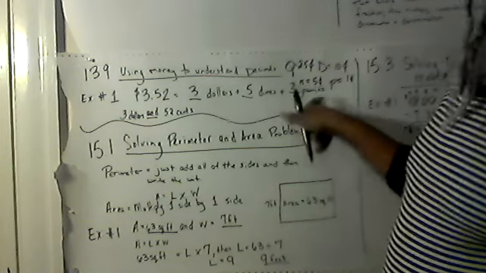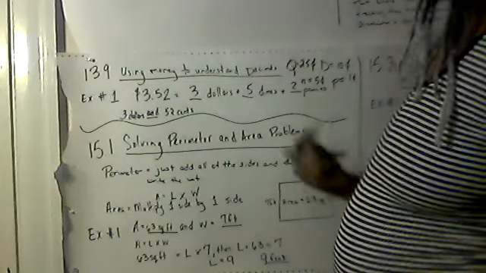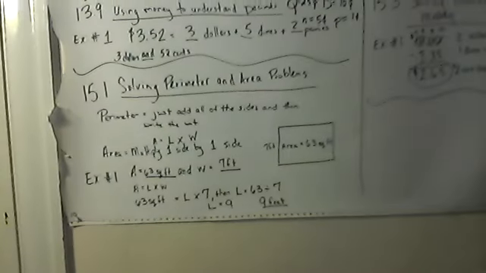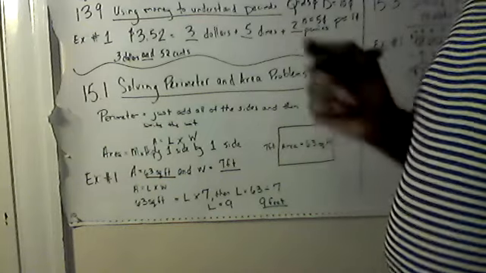I'm going to finish up 13.9, and I'm going to go to 15.1 first, and then I'll go back to the next one that involves money as well. So, 15.1 is solving perimeter and area problems.